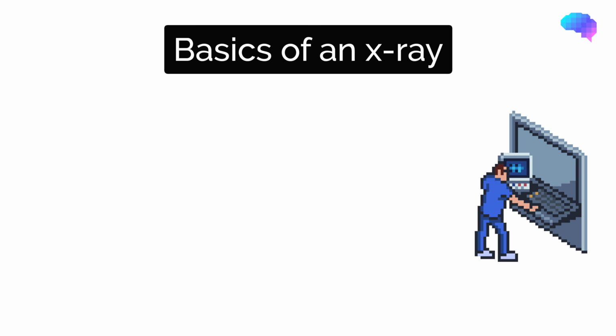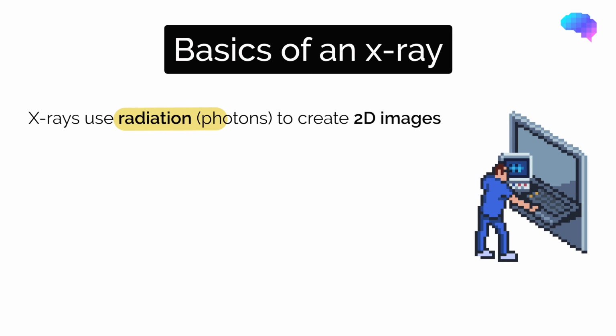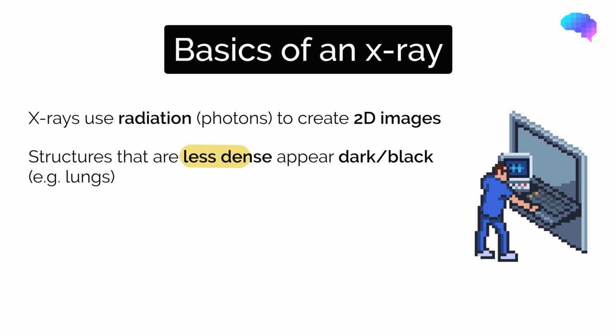Let's start by discussing the basic principles behind obtaining an x-ray. An x-ray uses high-energy electromagnetic radiation composed of photons to create two-dimensional images of three-dimensional structures. Structures that are less dense are penetrated more easily by the photons and appear dark or black on film. An example of a structure that has a low density are the lungs.